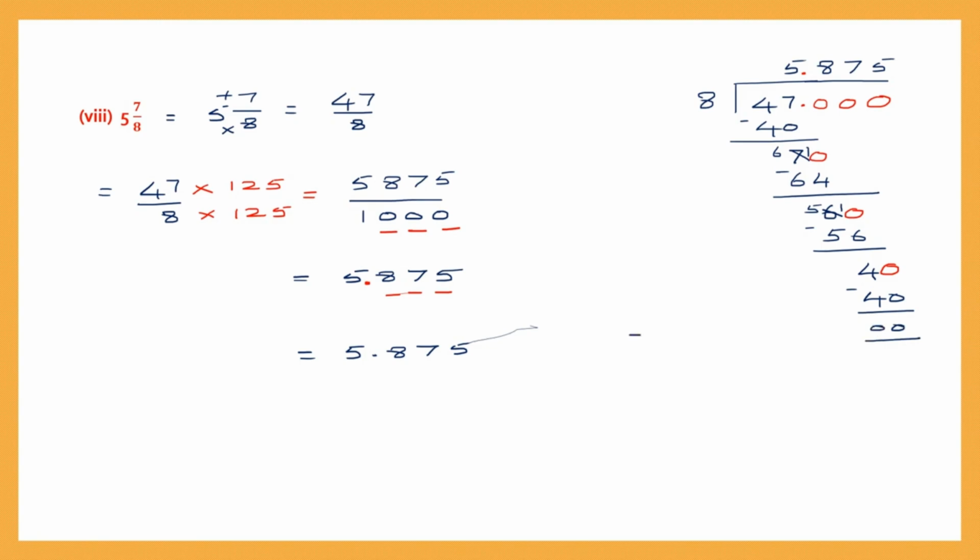So what is the answer that we have got here? 5.875. So as you can see, the answer is the same here as well as here. So both the methods will give you the same answer. So the answer to the question is 5.875.